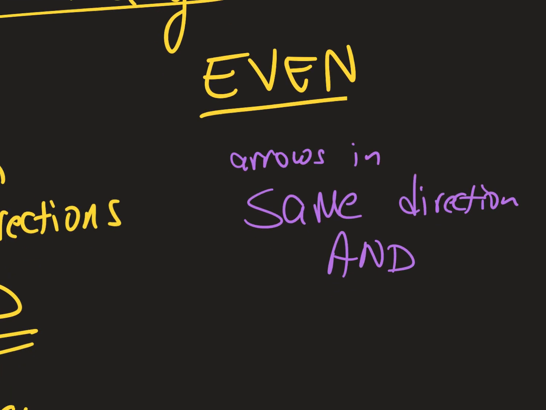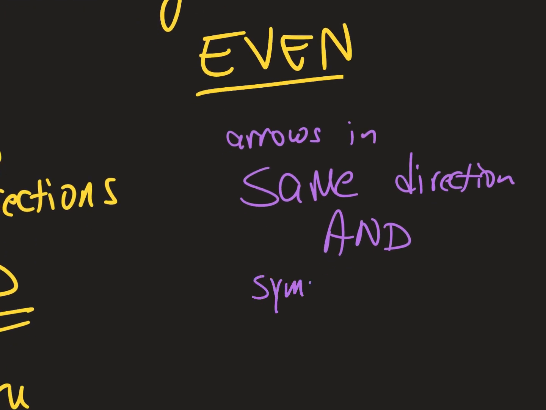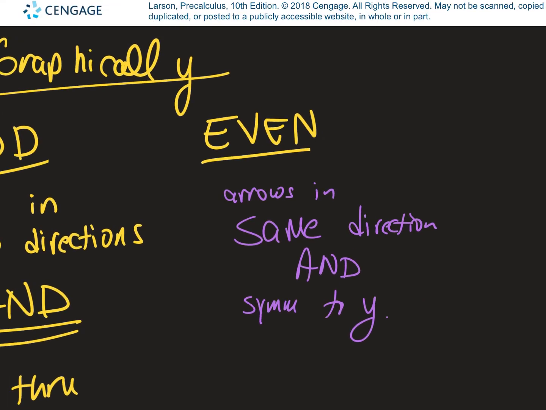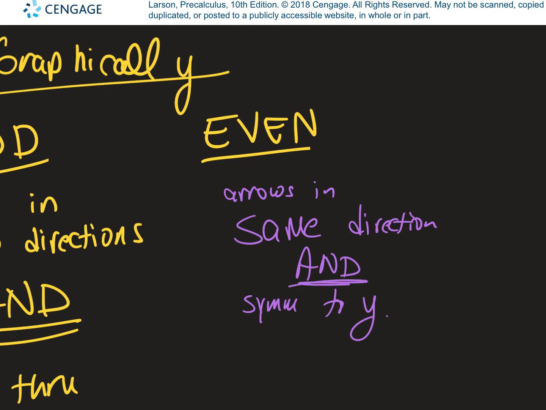And symmetric to y. Meaning the y-axis cuts it in half. Right? If those things both don't occur, then your function is neither. You probably won't have any questions, maybe one, that asks you if the function is odd, even, or neither by a graph, because it's very simple. Opposite directions and through the origin, odd. Same direction, either both up, both down, and the y-axis cuts it in half, then it's even.